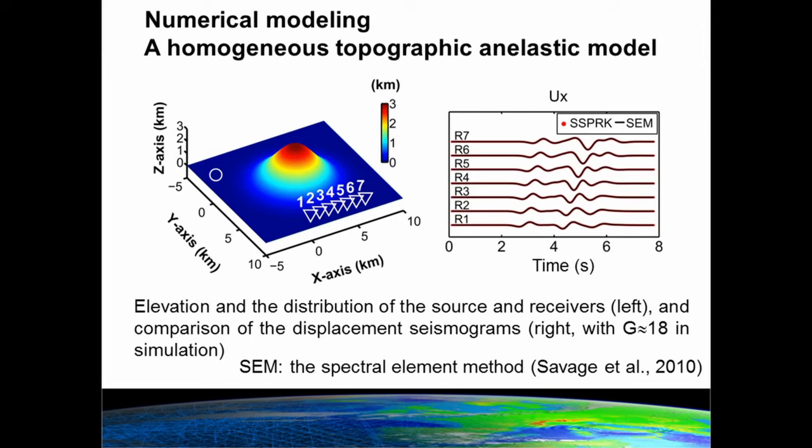To verify the accuracy of the SSPRK method in solving the anelastic wave equation, we design a homogeneous topographic anelastic model. This is the elevation and the distribution of the source and the receivers. We show the comparison of seismograms between the SSPRK method and the SEM method. We find a good match between the seismograms. We use the number of grid points per minimum wavelength G equal to 18 in the simulation to accurately simulate surface waves.